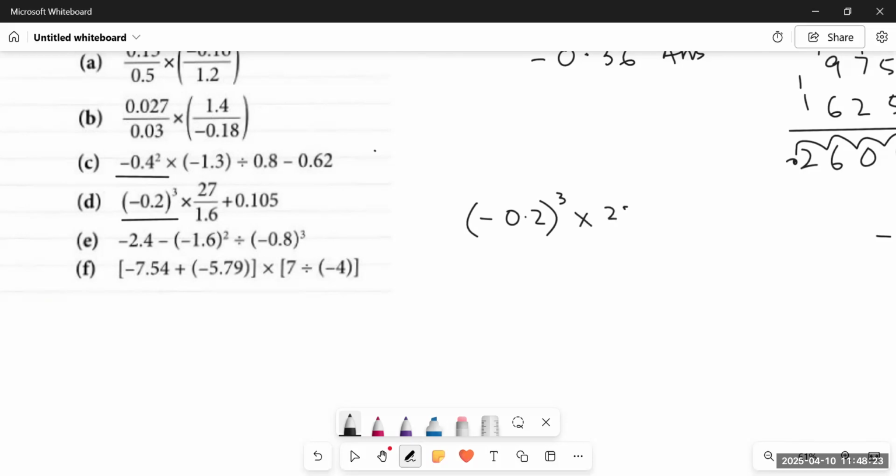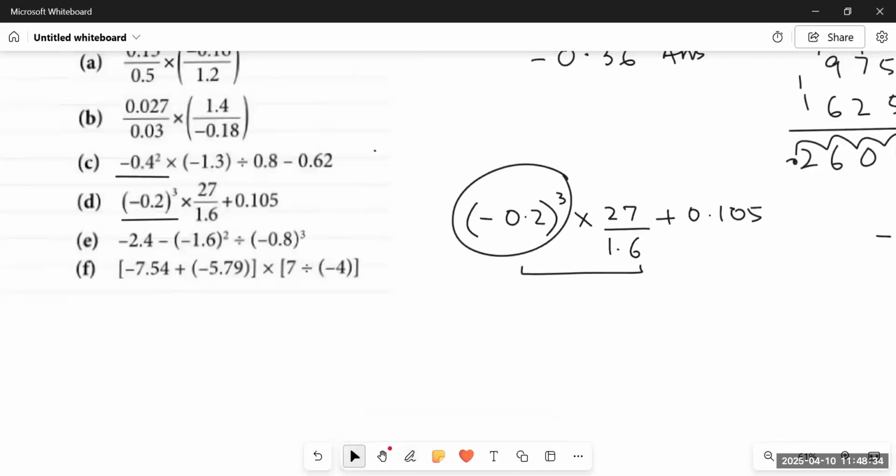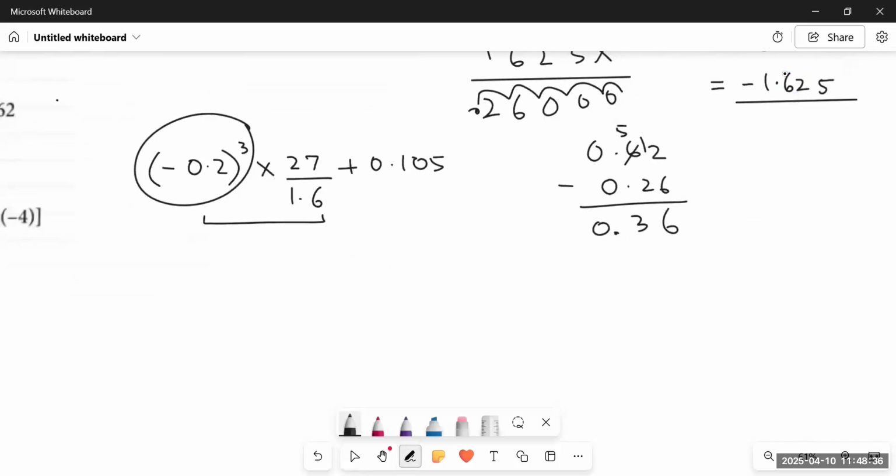Now it is 27 upon 1.6 plus 0.105. There is multiplication, but first we are going to apply the powers. So it would be minus 0.2 multiplied by minus 0.2 multiplied by minus 0.2. So what will happen? These two minus signs would be cut with each other, and then we will be left with the last minus sign. So the answer would be negative.